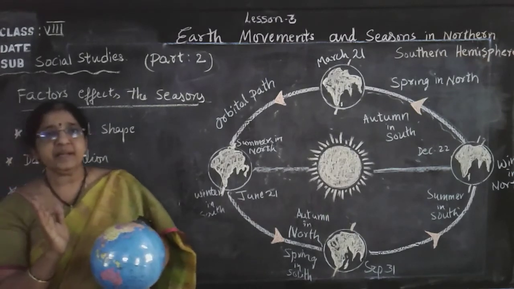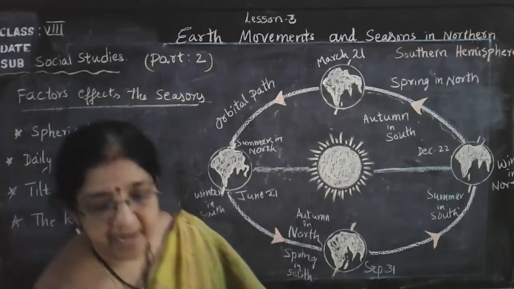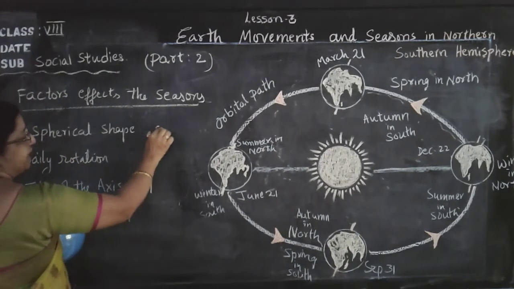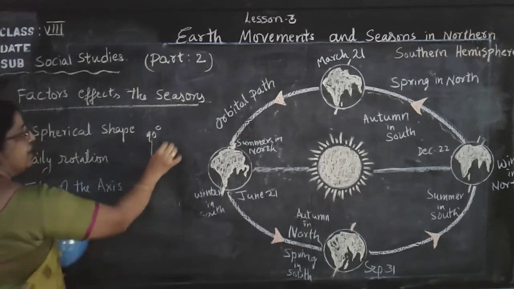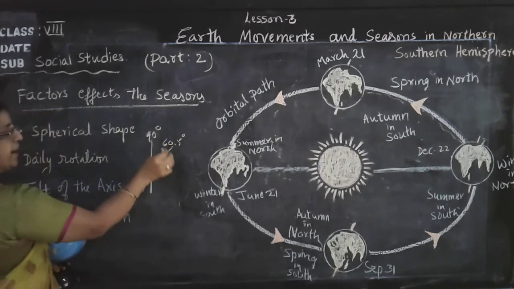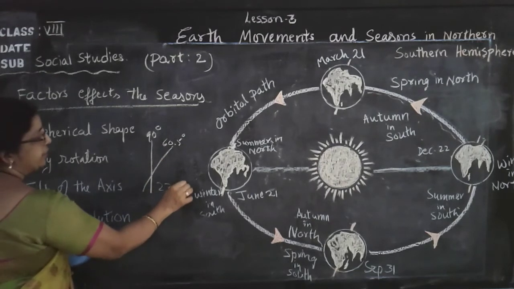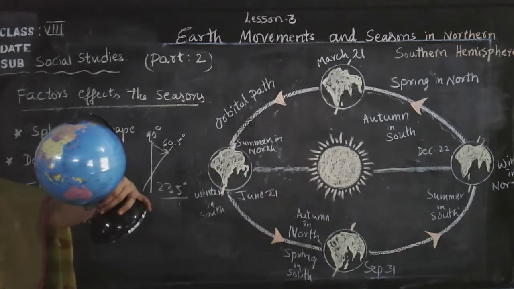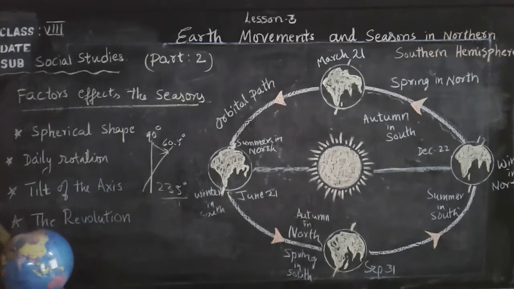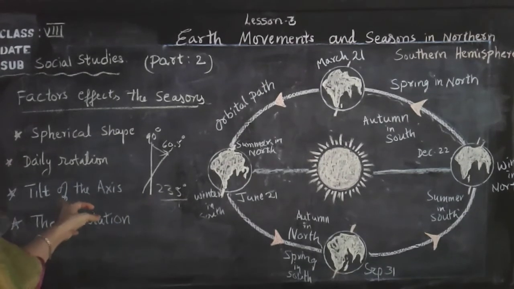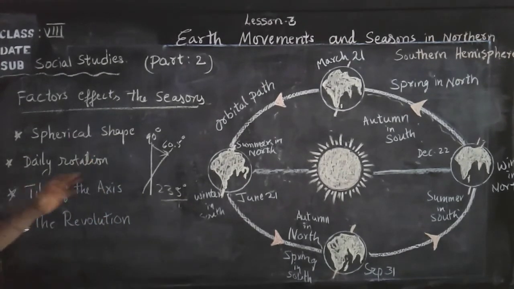Tilt means just bending. Normally if the earth were at 90 degrees, straight, and you bend it by 23.5 degrees, that is tilting. See, it is not straight, it is tilted like this. Same thing is happening. So seasons occur in such a way that one is the sphere, because of the spherical shape, and daily rotation.